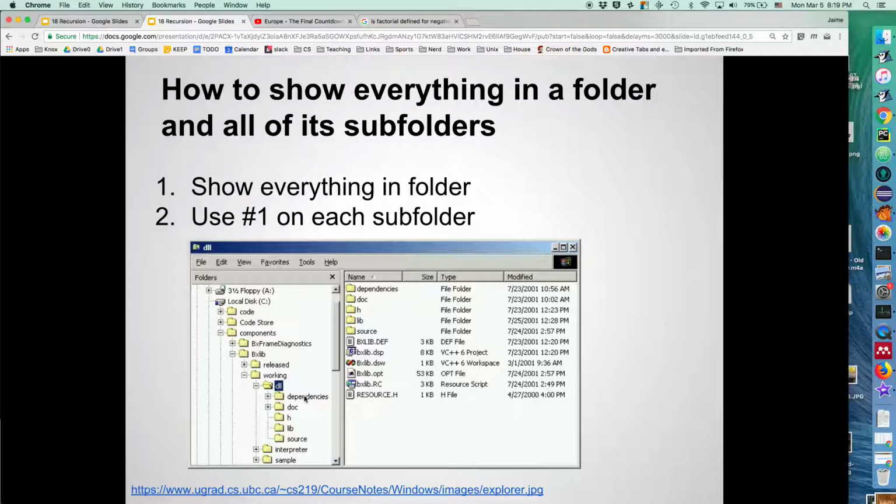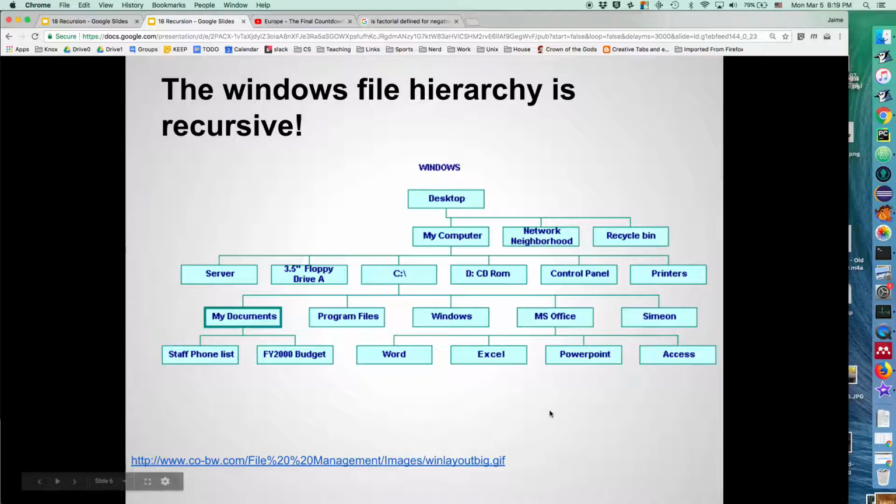So the base case would be the folder's empty, or something's just a file. I can't show its inside because it's not a folder, it's just a file. Right? There's no other files or folders stuck inside there. Right, so this is kind of this general idea. Another way to think about this, you can think of it as kind of like a tree. So, the desktop is a folder, and it has folders inside it. Now, my computer's a folder, which has folders inside it. C drive's a folder, which has folders inside it, and so on. This is a recursive structure, which is amenable to using recursive algorithms to list everything inside it.